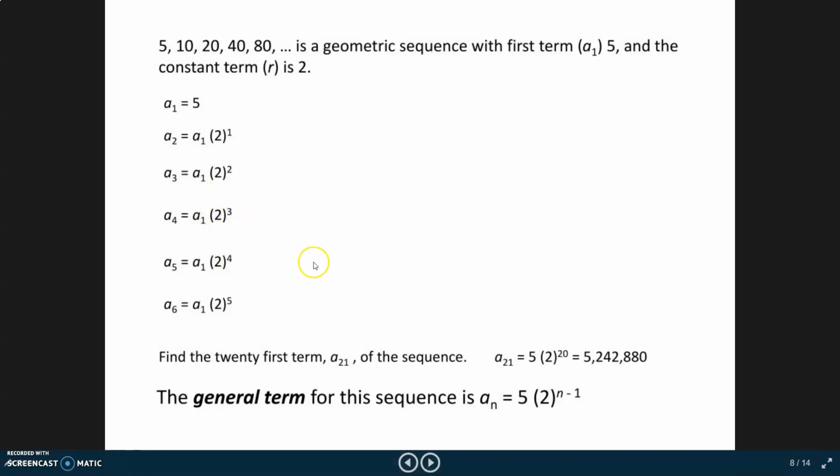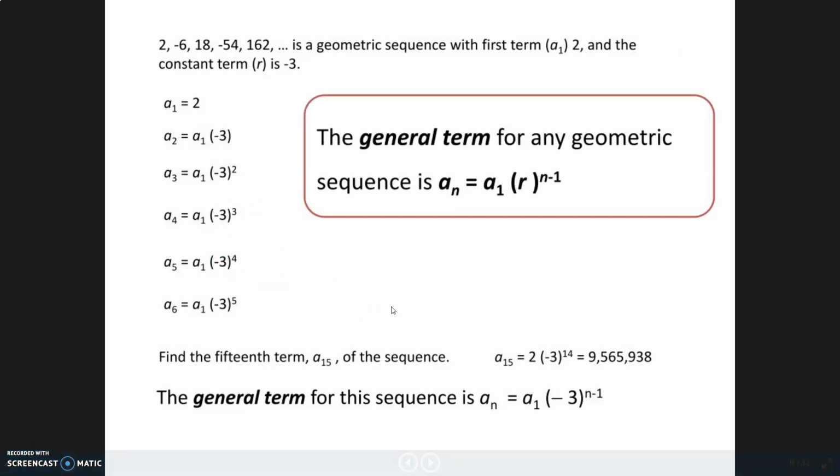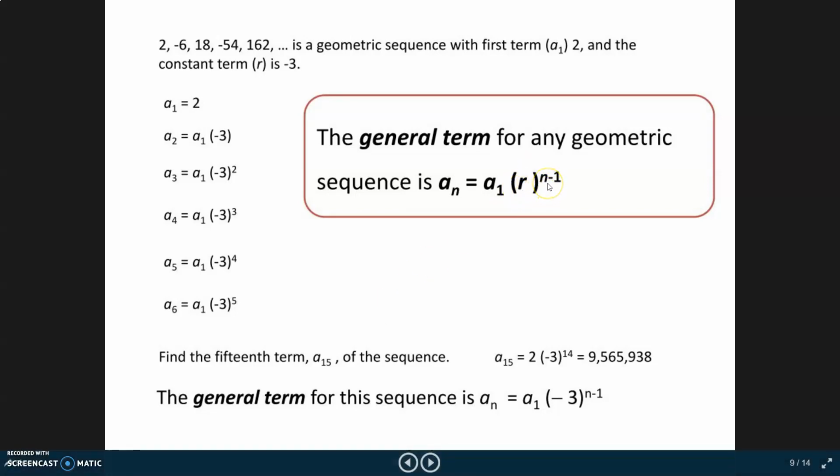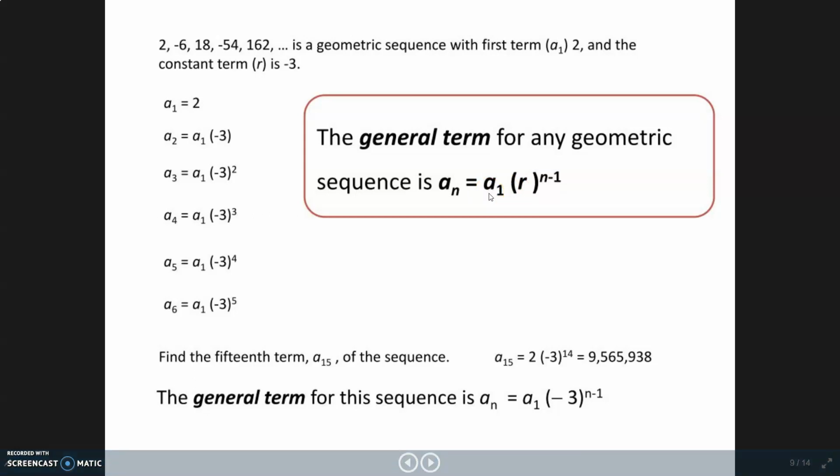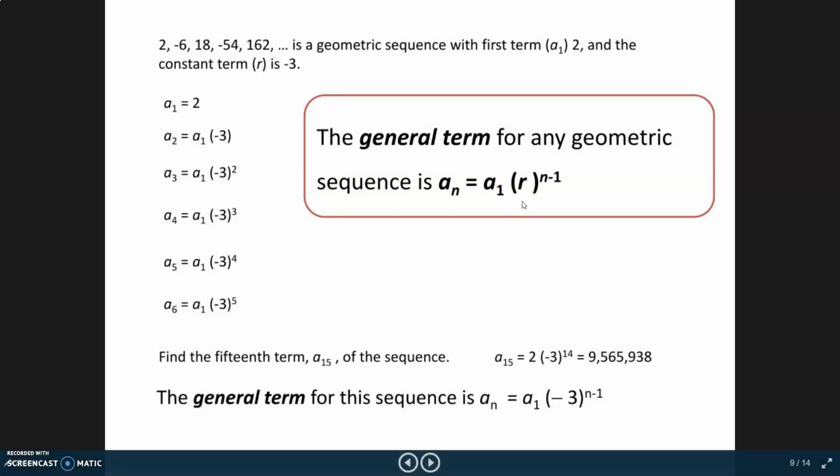So what we see is very quickly, I'm going to skip a little bit of the specifics here. Our general term for a geometric sequence is your common ratio raised to an exponent n minus 1, and that is what's being multiplied by the first term, A1. So for instance, if I want the 11th term of a sequence, I'm going to take my common ratio and raise it to the 10th power multiplied by my first term.